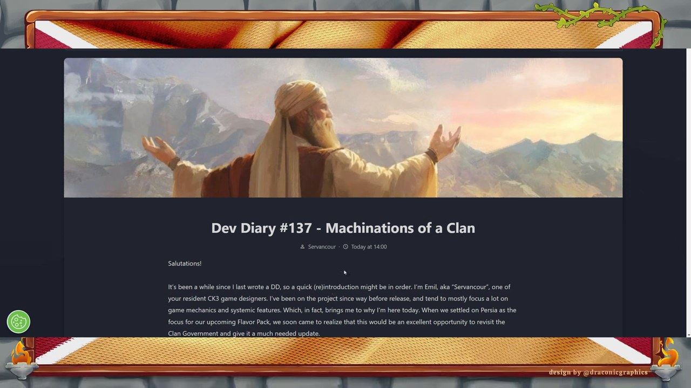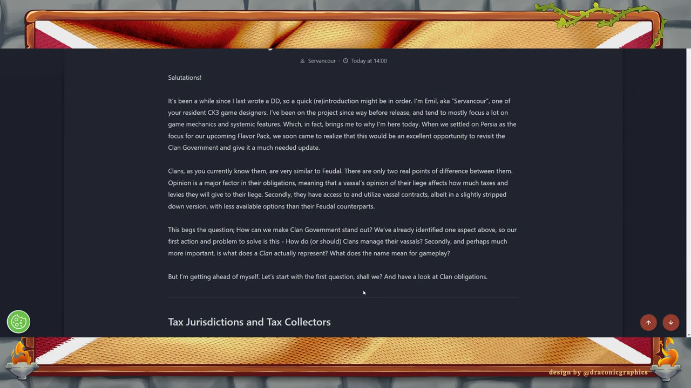Today we are going to look at Dev Diary 137 for Crusader Kings 3, Machinations of a Clan. And I've never actually read through these or discussed them. Well, I've read them, but I've never discussed them, so I thought we'll try something new today. This will be me reading a bunch of stuff, stumbling over certain words, and then giving some thoughts of mine onto the topic. So let's see.